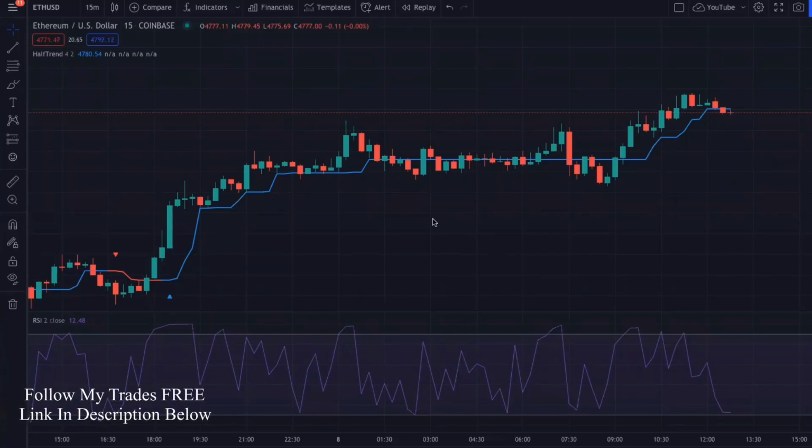Get ready to learn about the best indicator for crypto trading. This crypto trading indicator strategy uses the half trend indicator and the RSI indicator to produce some pretty accurate trading signals.